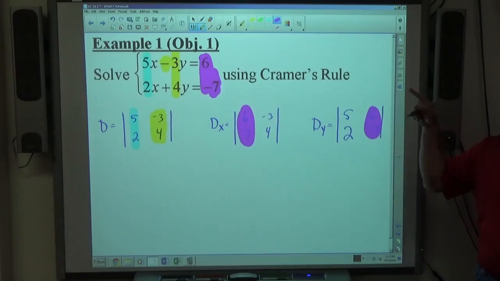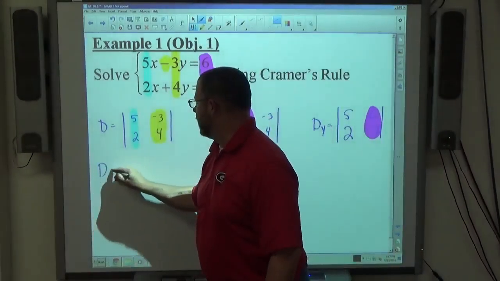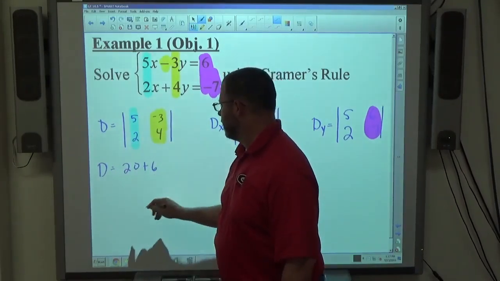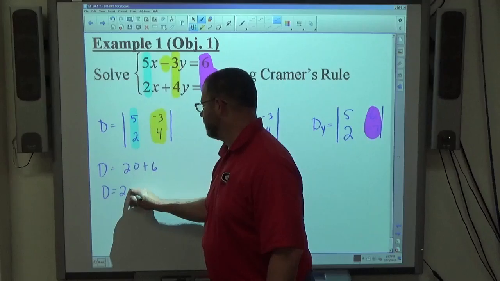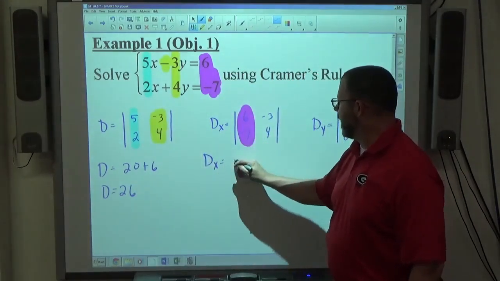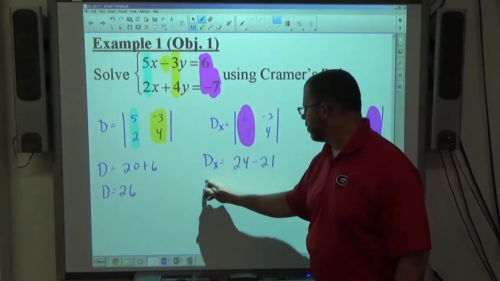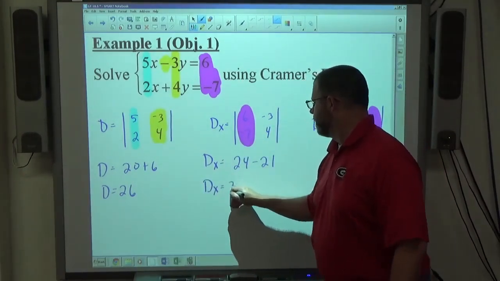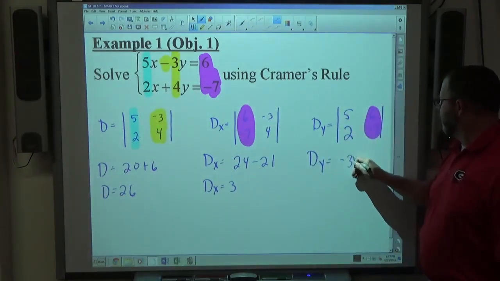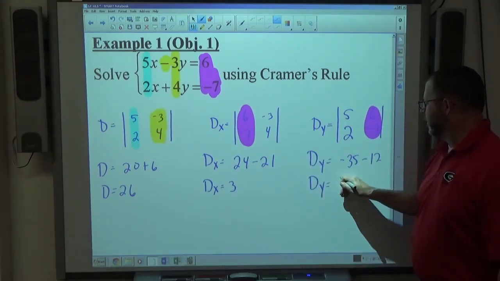All right, each of these are just 2 by 2 determinants, so you multiply down, subtract the multiplication going up, and you evaluate them. So d is going to equal 20 minus negative 6, so d is going to equal 26. d sub x is going to be 24 going down, minus 21 going up, and 24 minus 21 is 3. And the y determinant evaluates to negative 35 going down and negative 12 going up, so d sub y is going to be negative 47.